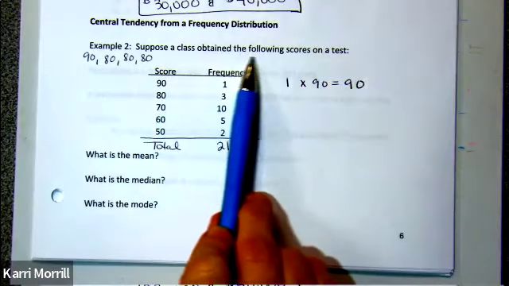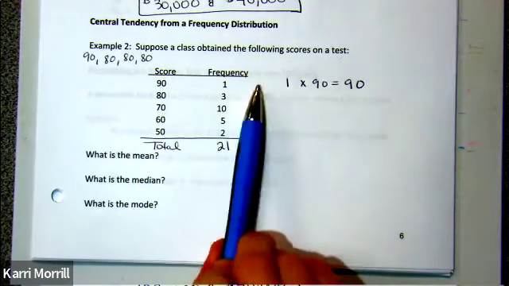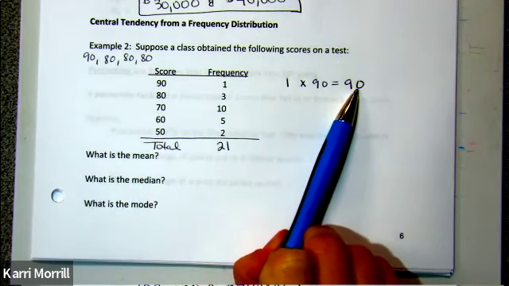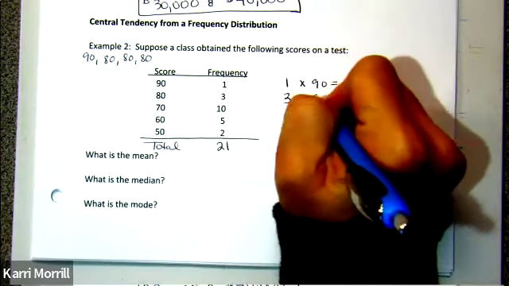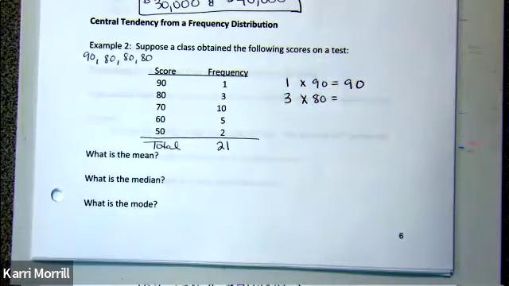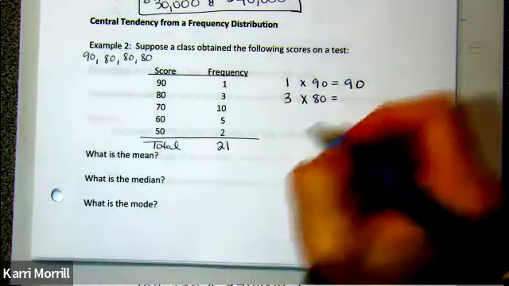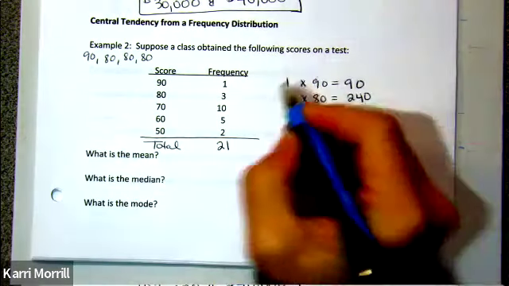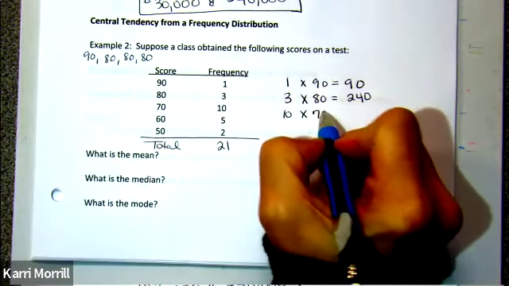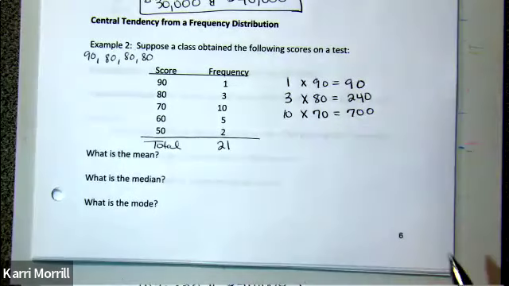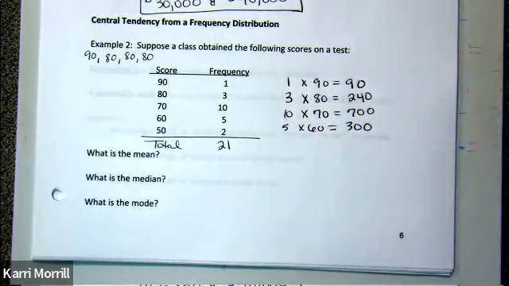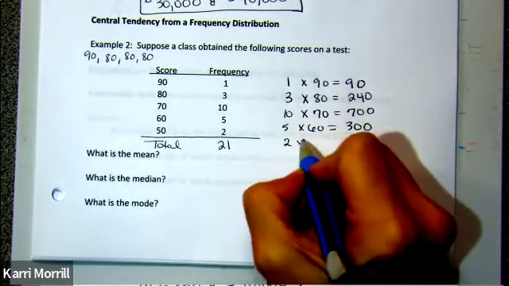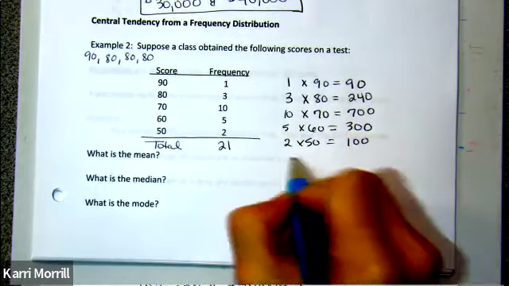So it says, suppose a class obtained the following scores. So 1 person got 90 points out of probably 100. 3 people got an 80, so we're going to take 3 times 80. So basically what we're figuring is the total points earned by the class. So 3 times 80 would be 240. Then we're taking 10 times 70, which would be 700. 5 times 60, which would be 300. And 2 times 50, which is 100.